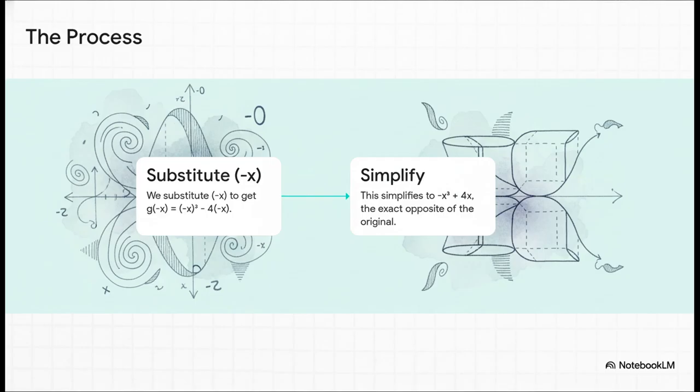Now, a negative number cubed stays negative, so negative x cubed becomes negative x cubed. And then, negative 4 times negative x becomes a positive 4x. So our final simplified result is negative x cubed plus 4x.